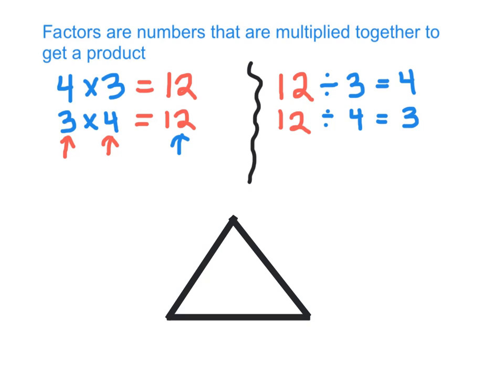I'm going to place the product, 12, on the very top. And the factors of 12 were 3 and 4. What I can do is I can say 3 times 4 is equal to 12. However, I can also say 12 divided by 3 is equal to 4. Or I can do the opposite. I can say 12 divided by 4 is equal to 3. So this little triangle shows us how the fact families are related using multiplication and division.